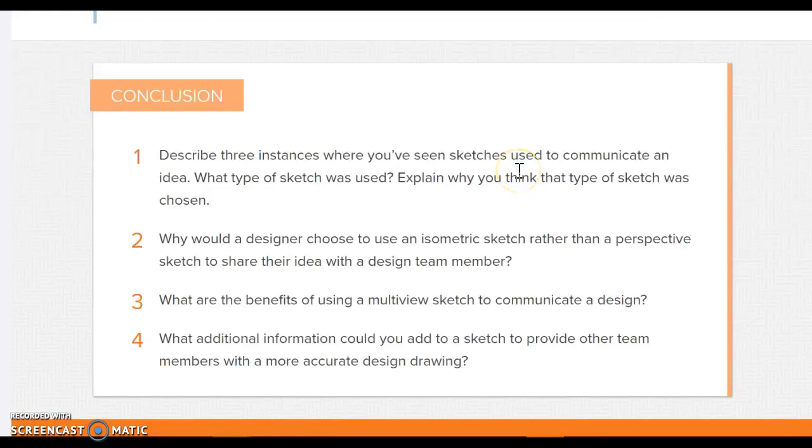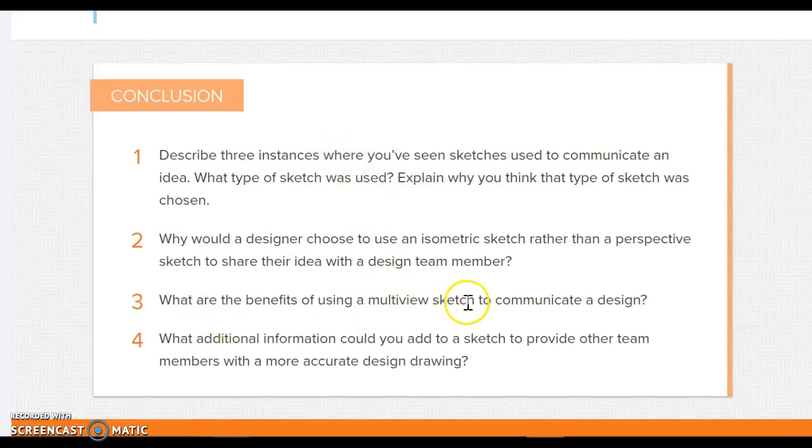Here are the conclusion questions. Describe 3 instances where you've seen sketches used to communicate an idea. What type of sketch was used? Explain why you think that type of sketch was chosen. Why would a designer choose to use an isometric sketch rather than a perspective sketch to share their idea with the design team member?